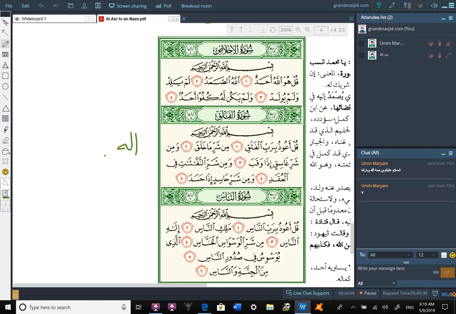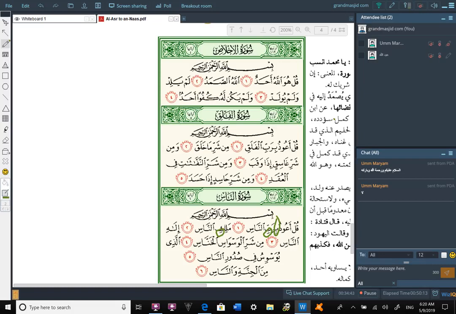A'udhu bi Rabbin Nas. Rabbi, we said, was majroor after the ba. Likewise, Maliki is majroor after that same ba. And Ilahi is majroor after the same ba. Now, are they a sifa or a badal? Then this is a difference of opinion amongst the grammarians. Malikin Nas could be a sifa of Rabbin Nas, the Lord of mankind, who is also the king of mankind. Ilahin Nas, the God of mankind, right? Or they could be badals.